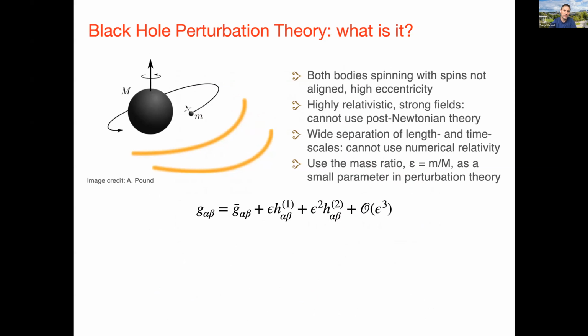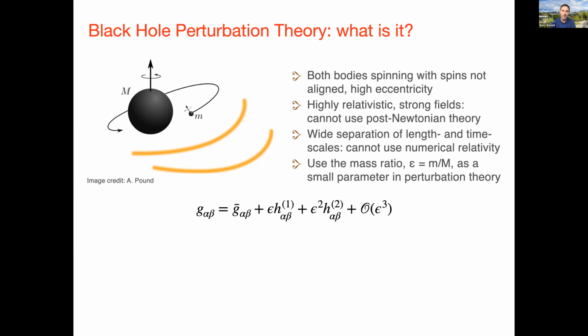So black hole perturbation theory basically says that you've got these two black holes here, the big guy and the small guy, and they might be spinning and the spins might not be aligned, and you have some gravitational waves coming off. We want to build a model for this system, and it's going to be extremely hard to solve the full Einstein equations for the metric G alpha beta.